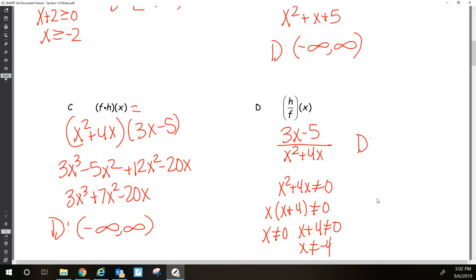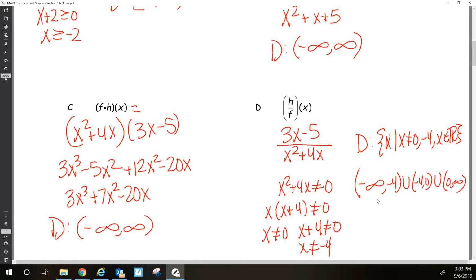So my domain for this one is the set of all x's such that x can't be 0 or -4, but it can be any other real number. What kind of notation is this? Set notation. For interval notation, that would be -infinity to -4, union -4 to 0, union 0 to infinity.